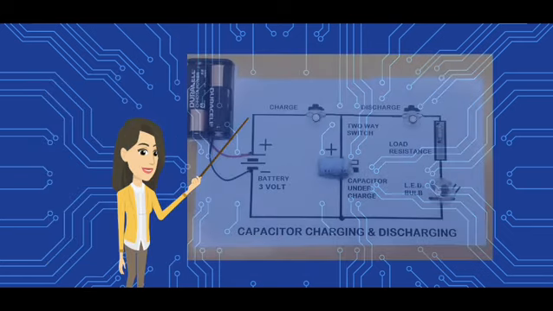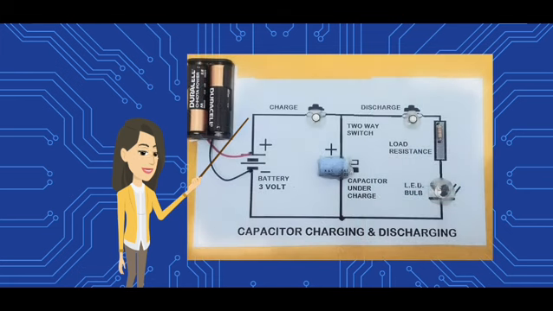In this circuit, we have a battery, a capacitor, a resistor, an LED, and a two-way switch. In the charging phase, when the switch is in the charge position, the switch connects the battery directly to the capacitor.